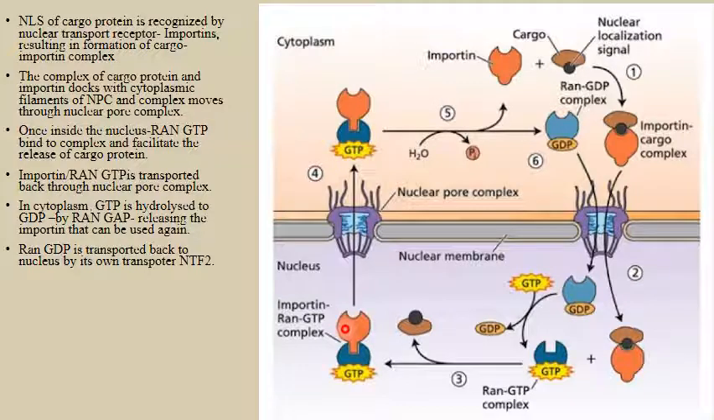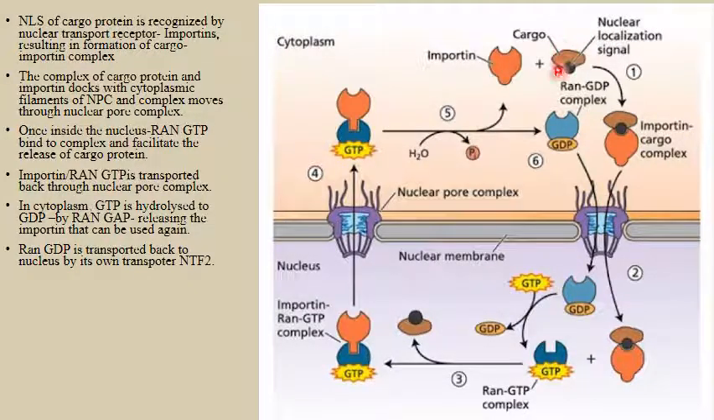This importin RAN GTP complex is transported back through the nuclear pore complex, and after reaching the cytoplasm, the GTP is hydrolyzed to GDP, releasing the importin. This process goes on continuously, and RAN GDP is transported back to the nucleus by its own transporter, NTF2.